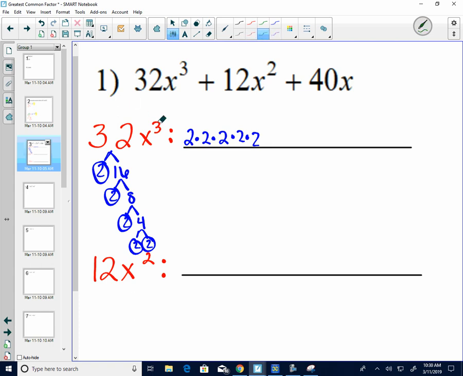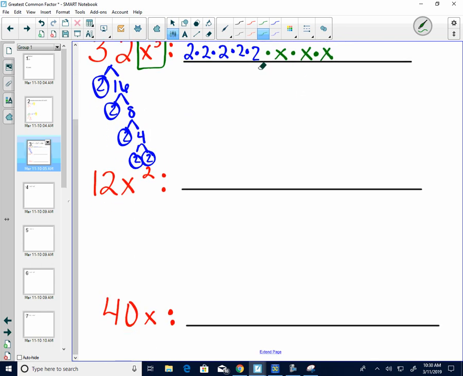And then let's look at the x cubed. How do I rewrite x cubed? That is x times x times x. So let's look at 12x squared. So that's 2 times 6 can get me 12, but 2 times 3 gets me 6. So I circle the bottom of all my little factor trees, and so 2 times 2 times 3 gets me 12. This is x squared, so I had to do x times x to get x squared.